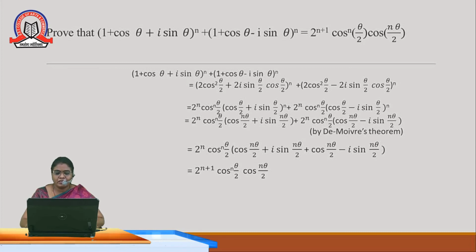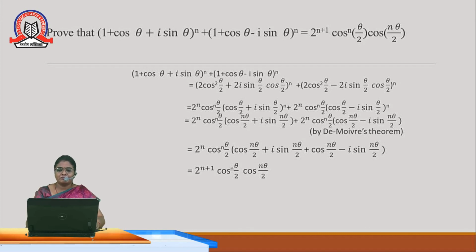In both, we have the common term 2 power n cos power n theta by 2, and taking the other term commonly, cos n theta by 2 plus i sin n theta by 2 plus cos n theta by 2 minus i sin n theta by 2. The plus i sin n theta by 2 and minus i sin n theta by 2 get cancelled, and we get the result 2 power n plus 1 cos power n theta by 2 cos n theta by 2.